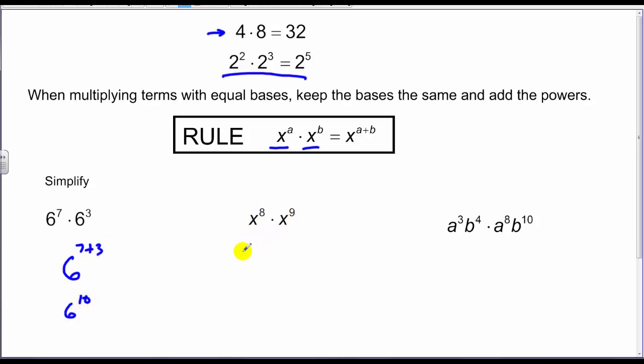Likewise, in this case, my base is the same, so I keep the base and add the two powers, and I get x to the 17th. In this case, notice we have two monomial terms. We're going to match up these terms such that the same bases get compared and the powers get added on those same bases, and then that's going to be multiplied by the product of bases of b, and I'm going to add those powers. So I have a to the 11th, b to the 14th.